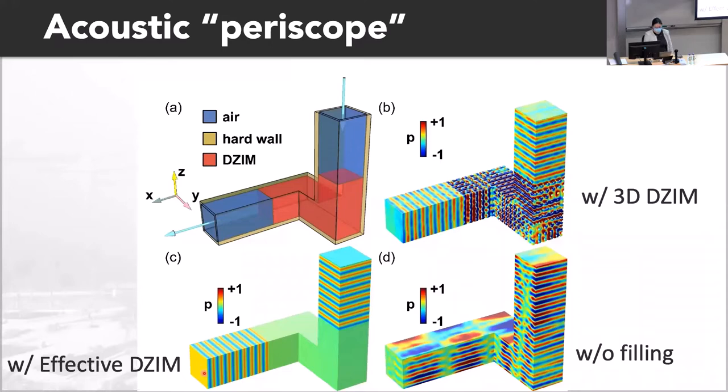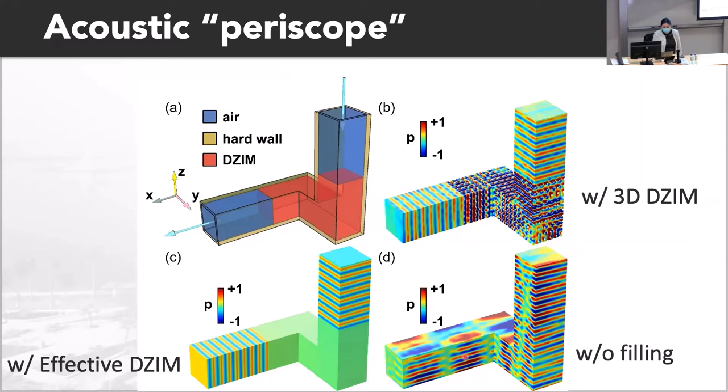And this is where we replace this red part by using the designed phononic crystal, those with these bars. And still we can observe that the outgoing wave preserves its original wavefront. We can still see the outgoing wave has this plane wavefront.